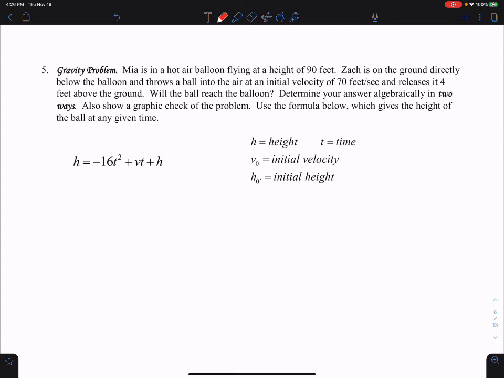Again, just another example. Mia's in a hot air balloon flying at a height of 90 feet. Zach's on the ground directly below and throws a ball into the air with a velocity of 70 feet per second, releasing it at 4 feet above the ground. Will the ball reach the balloon?